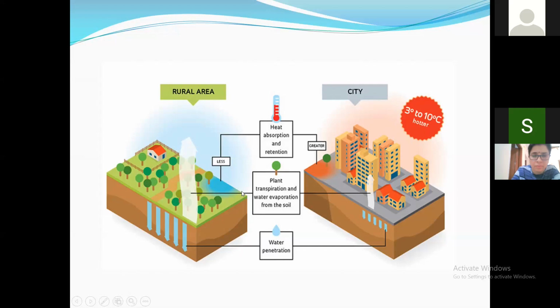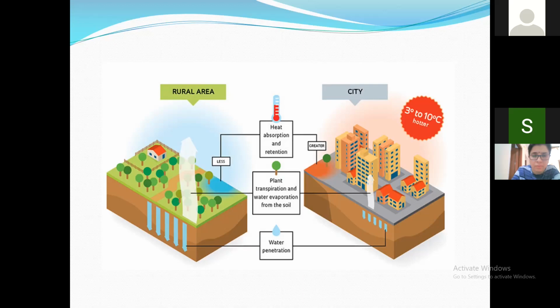And similarly, in the rural areas, you have agricultural fields, or even forests. So lots of transpiration also. Water vapors enter into the atmosphere through transpiration from vegetation also.